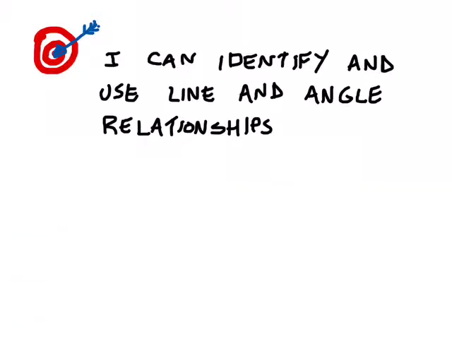Hi folks, this is Nat, and this is going to be your video lesson on identifying and using line and angle relationships. We talked in our last video lesson about a couple angle relationships, and what we're mostly going to be talking about today are the different ways that lines can cross or not cross and generally interact with each other, and then some of the angle relationships that are created by lines that intersect.